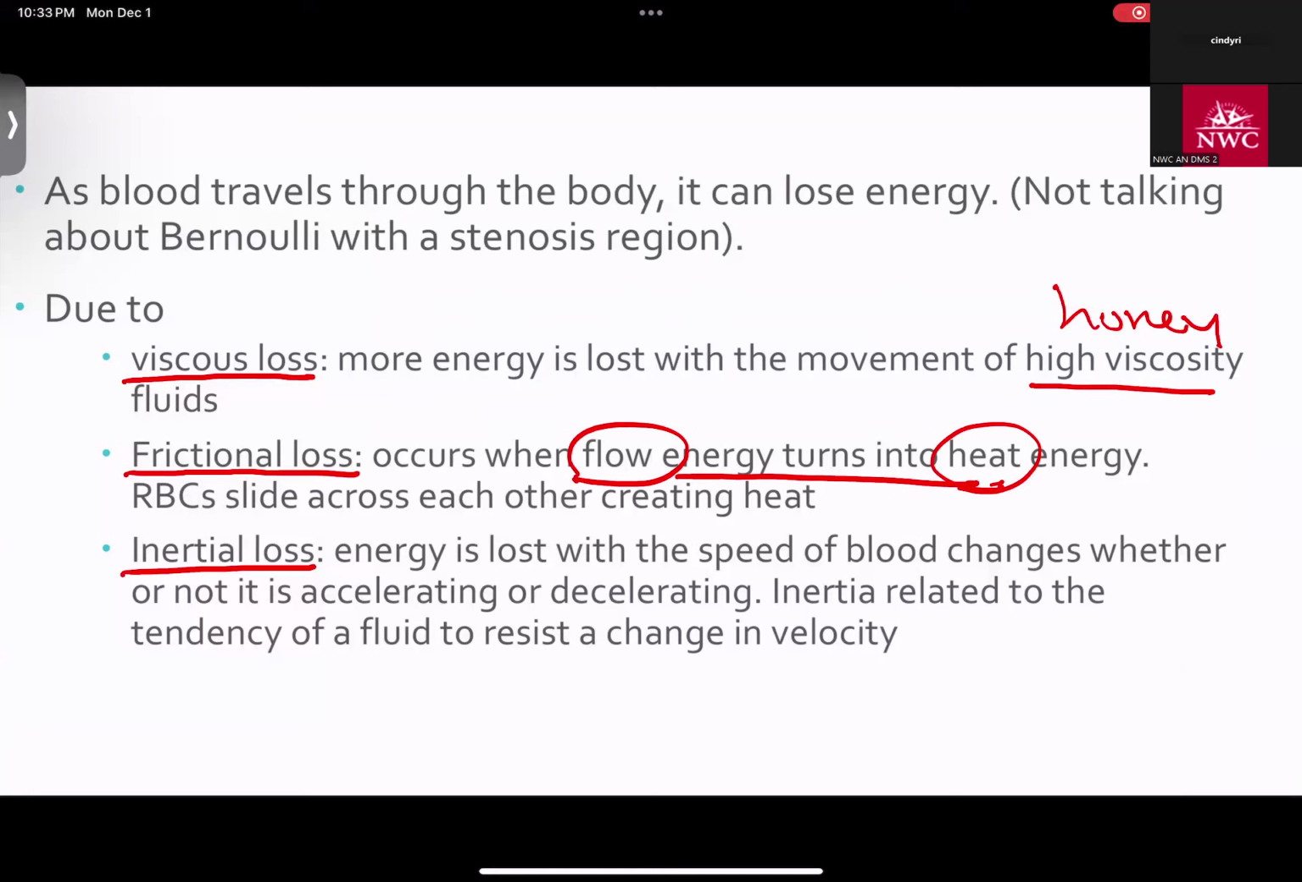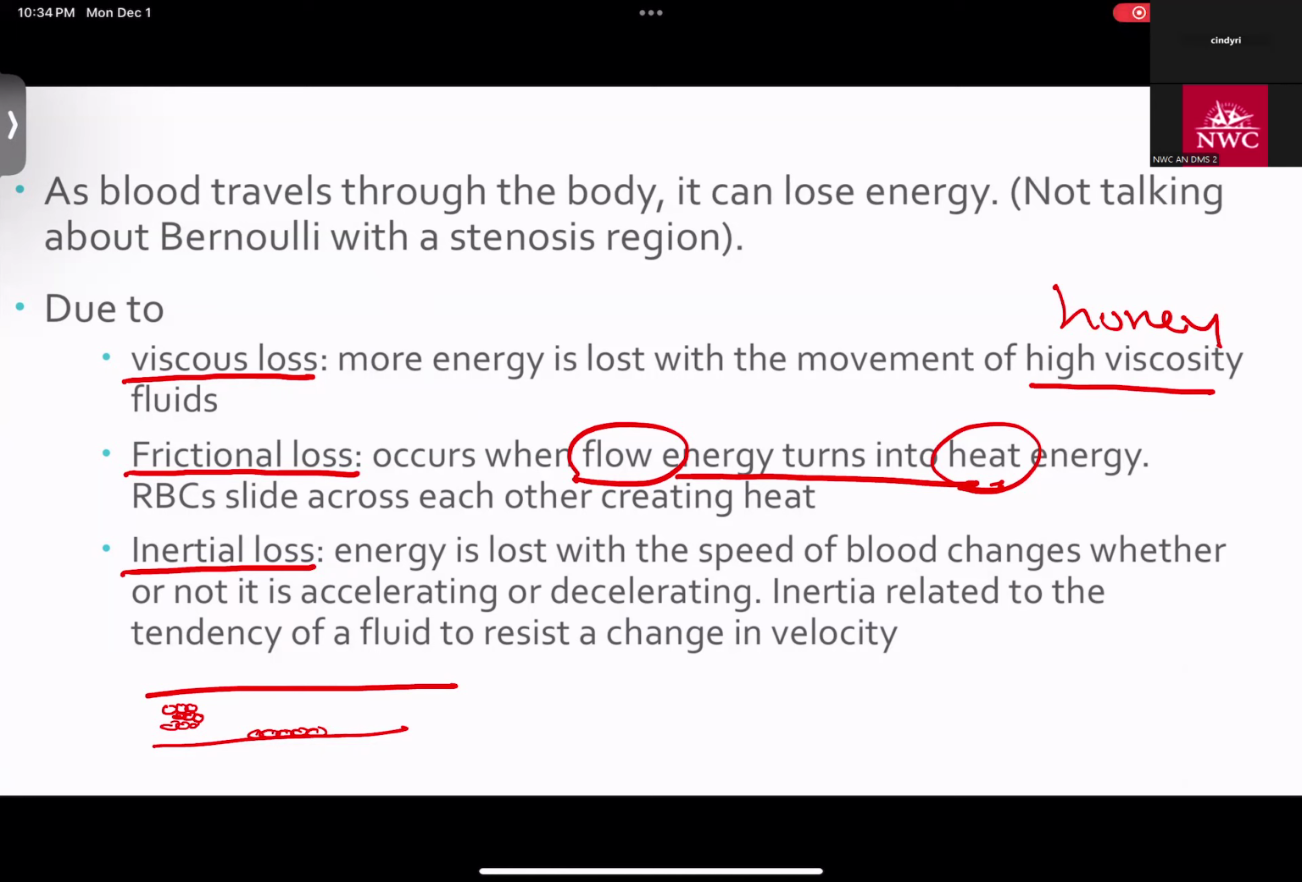So frictional has to do with the rubbing or the sliding of red blood cells across each other as they are going through the body. Also, the red blood cells sliding through the vessel and sliding against the vessel walls. So when you think of frictional loss, if this is the vessel, these little red blood cells sliding across each other is causing friction, but also those red blood cells sliding across the wall is also causing friction, which is losing energy.